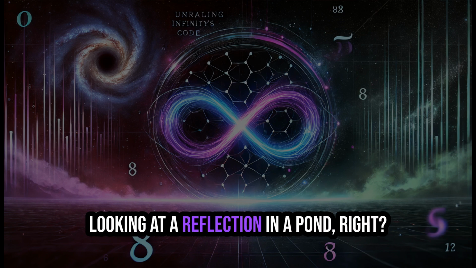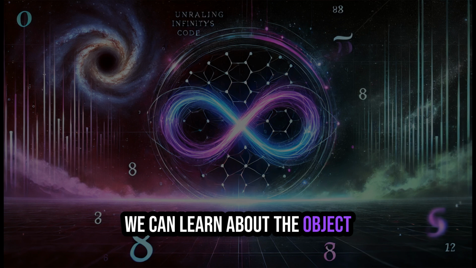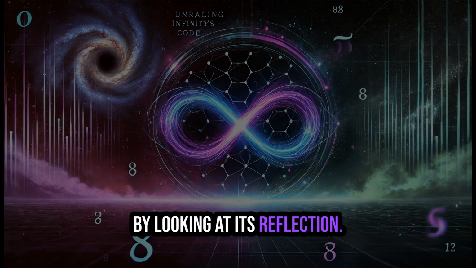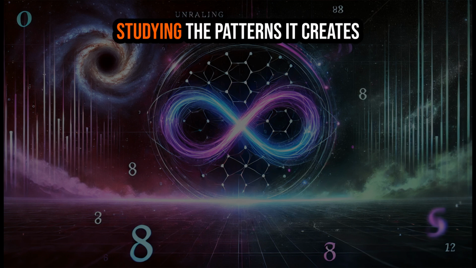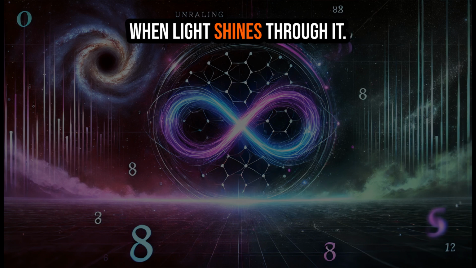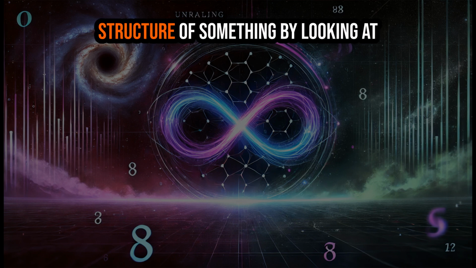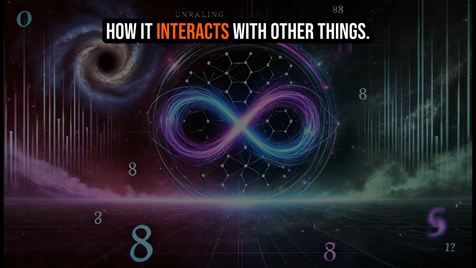Yeah. Like looking at a reflection in a pond, right? We can learn about the object by looking at its reflection. That's a really great way to put it. It's like how we can learn about the structure of a crystal by studying the patterns it creates when light shines through it. We can learn about the hidden structure of something by looking at how it interacts with other things.